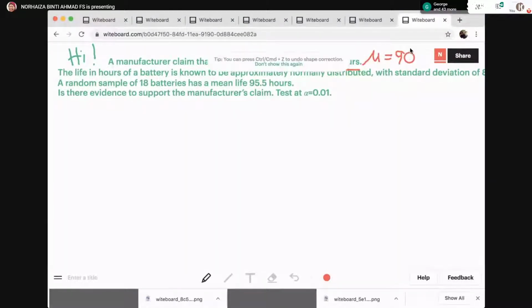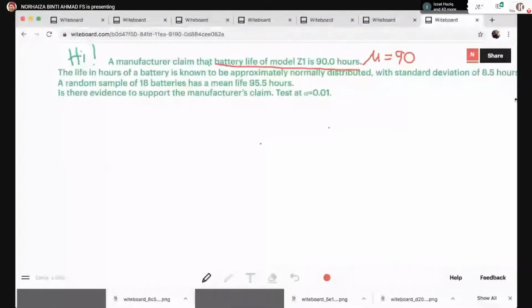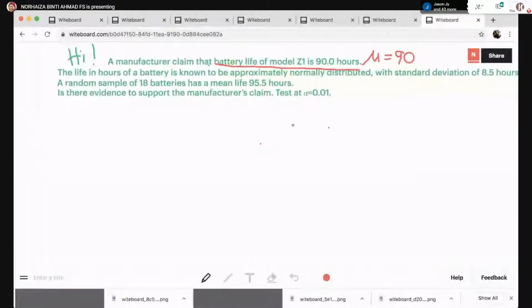Right. The life in hours of a battery is known to be approximately normally distributed with standard deviation 8.5 hours. Here we can extract information: standard deviation. So how do I write a standard deviation of 8.5 hours here? What does this mean?